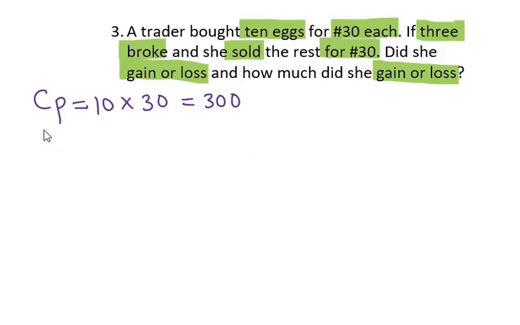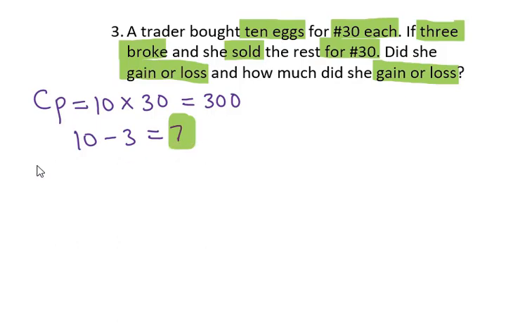So if 3 broke and she sold the rest, out of 10, let's think about this. You have 10 and 3 broke, which means 3 became useless. You didn't make use of them, so you are removing that 3. You are left with what? 7. Pay attention to this. So you are working with 7. Because 3 broke, it simply means that she sold the rest. The rest she sold is just the 7, right?